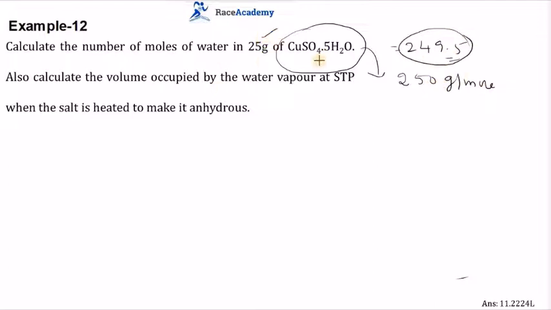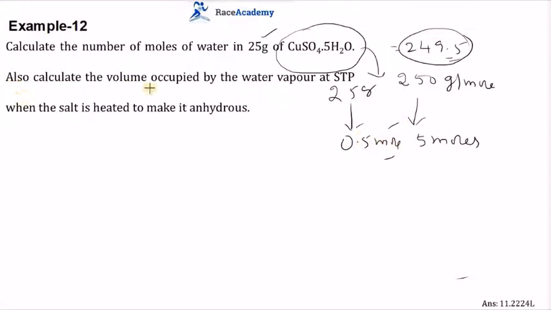Why? Because in the problem they have given 25 grams. So in 250 grams of this, how many moles of water are there? 5 moles are there. When 250 grams of this copper sulfate has 5 moles, then in 25 grams how many moles will be there? Definitely it is 0.5 moles only.